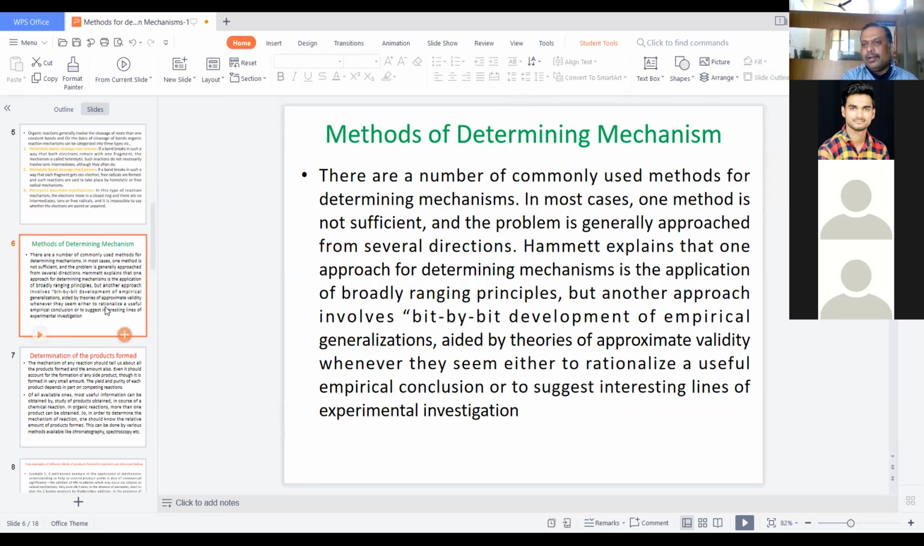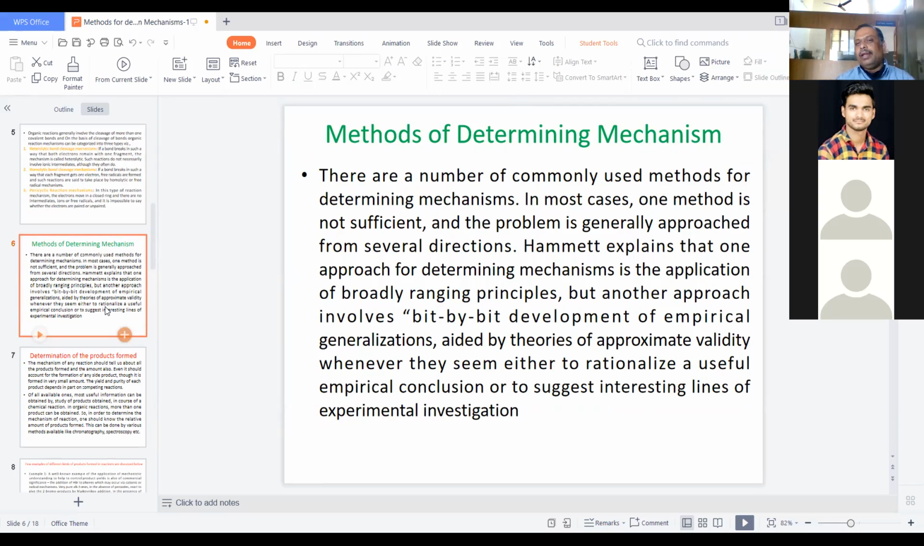ह्या 3 मध्ये काय प्रॉब्लेम्स? 3 मेथड्स आहेत, heterolytic bond cleavage, homolytic आणि pericyclic. ह्या 3 वेनी आपण reaction mechanism predict करू शकतो. Now methods of determining mechanism. Actual methods काय available आहेत? आपण कसं mechanism त्याचं determine करू शकतो?